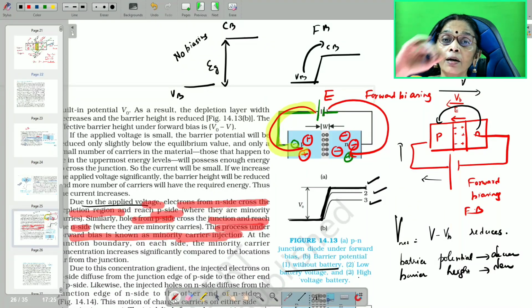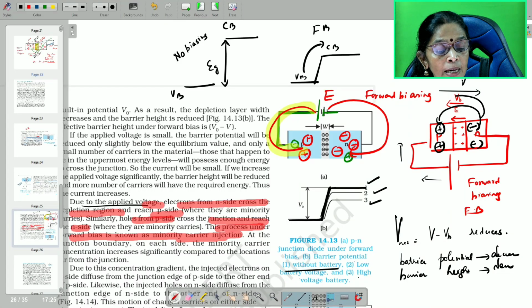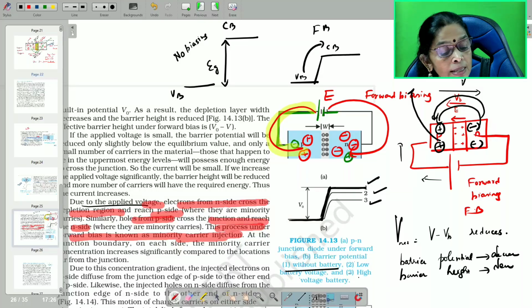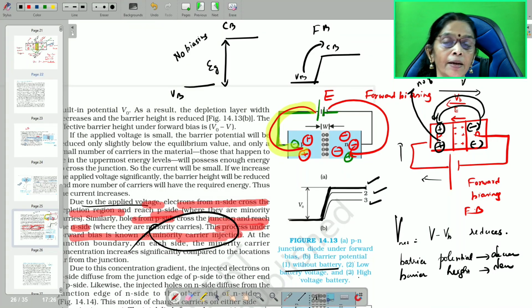You may be wondering, electrons are majority charge carriers in the N side, holes are majority charge carriers in the P side. Electrons from the N side move towards the P side. But once these electrons move and get to the P side, what will happen to the number of electrons here? These electrons come here, no? So, the number of electrons becomes more. In the P side, electrons are minority charge carriers. Therefore, the number of minority charge carriers increases. Since the minority increases, this is called minority carrier injection.